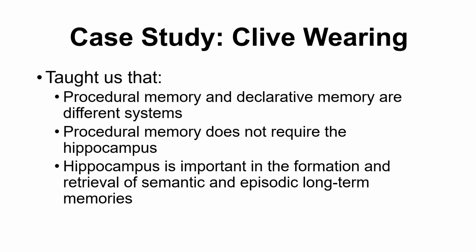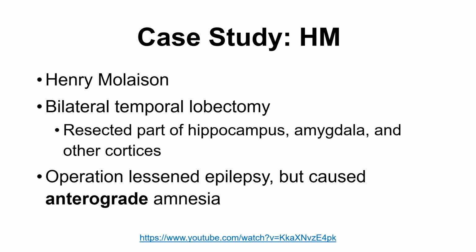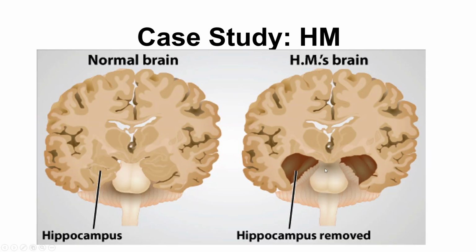Our next case study is actually a bit more of a famous case study. This is one of those that you've probably heard of if you've done any kind of psychology or read up about memory in the past. So HM, I guess his full name was Henry Molaison, had a bilateral temporal lobectomy, which basically means that they removed some of the internal structures of his brain.